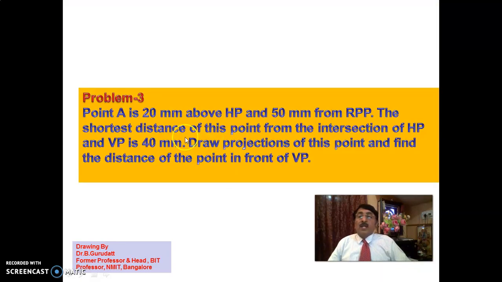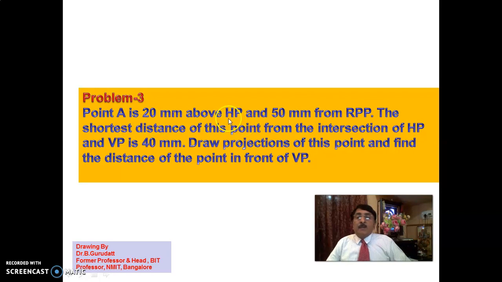Now you see here, point A is 20 mm above HP and 50 mm from RPP. Now VP, HP, RPP are given. The shortest distance of this point from the intersection of HP and VP is 40 mm. Please follow, here the problem is slightly twisted. You should know to this level. Draw projections of this point and find the distance of the point in front of VP and all that.